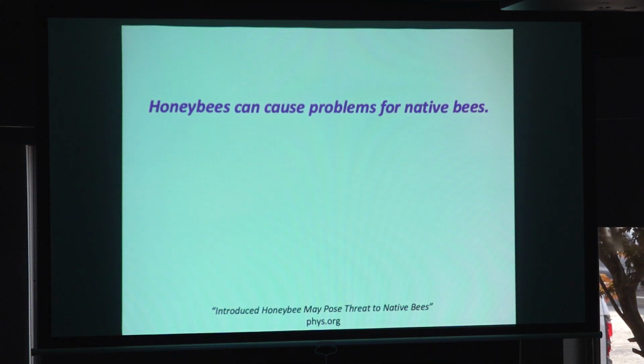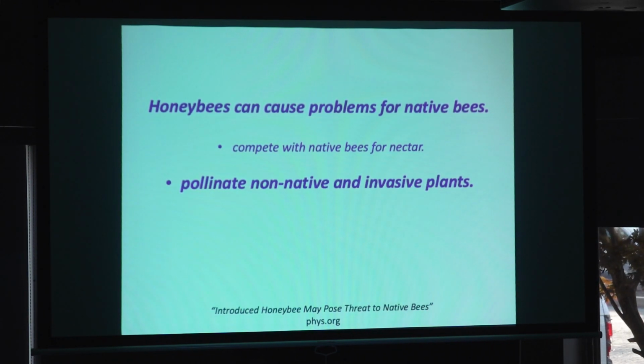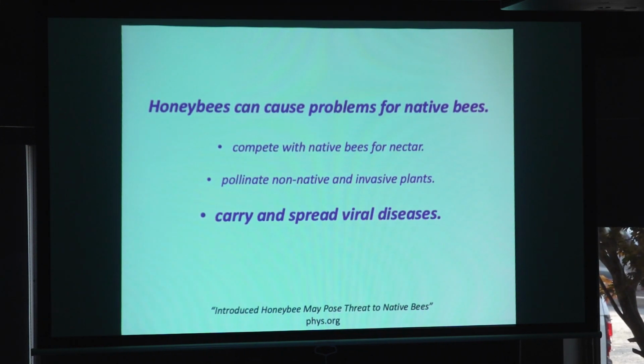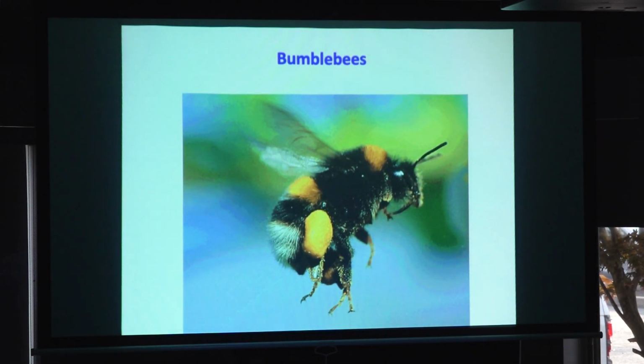That's part of our environment now. Honeybees can cause problems for native bees, however. For example, they compete with native bees for nectar. They're like bullies. They pollinate non-native and invasive plants, and that's a problem because we don't want those plants to be pollinated and encouraged. And they can carry and spread viral diseases to our native plants.